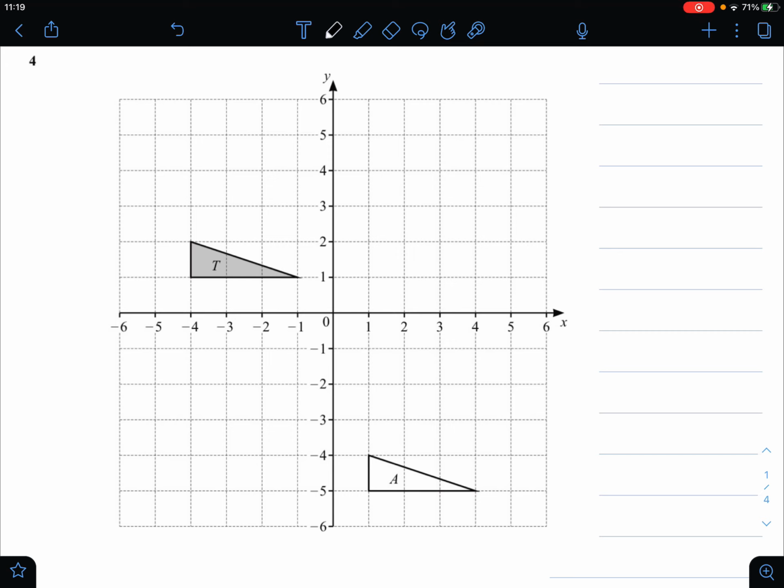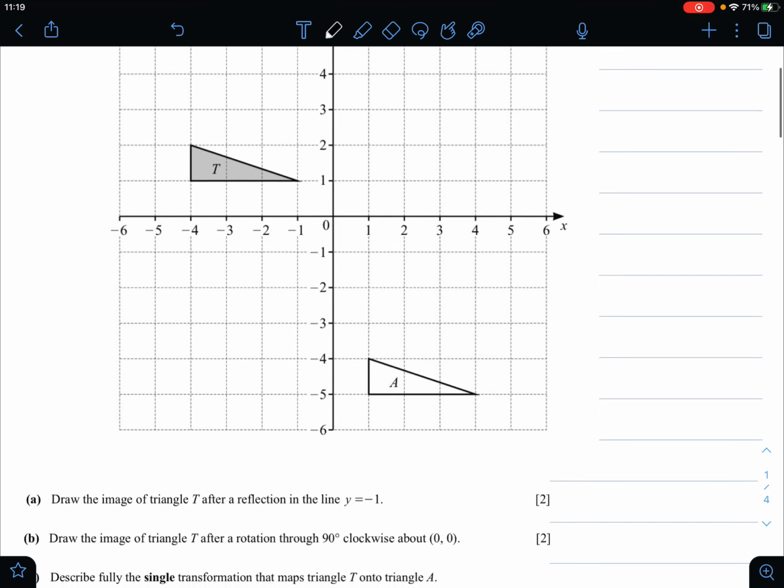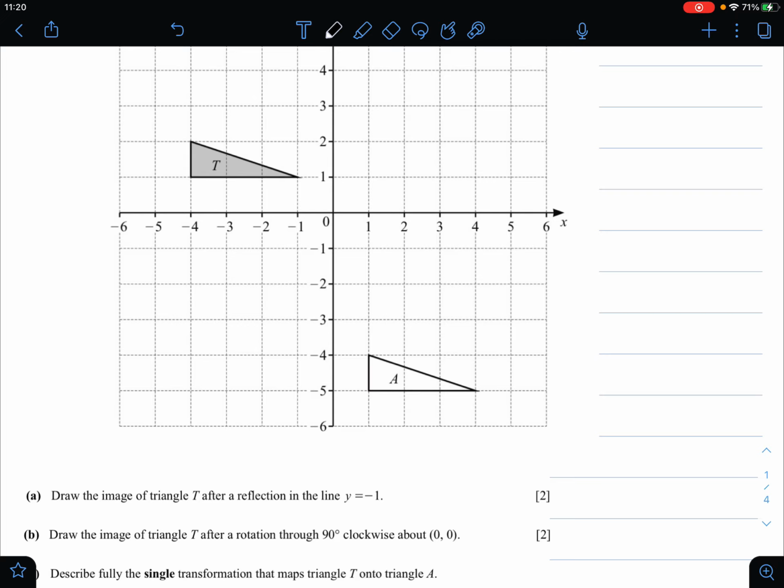Welcome to ANS Solver question 4 of this paper. So for part A, they are asking us to draw the image of triangle T after a reflection in the line y is equal to minus 1. So y is equal to minus 1.